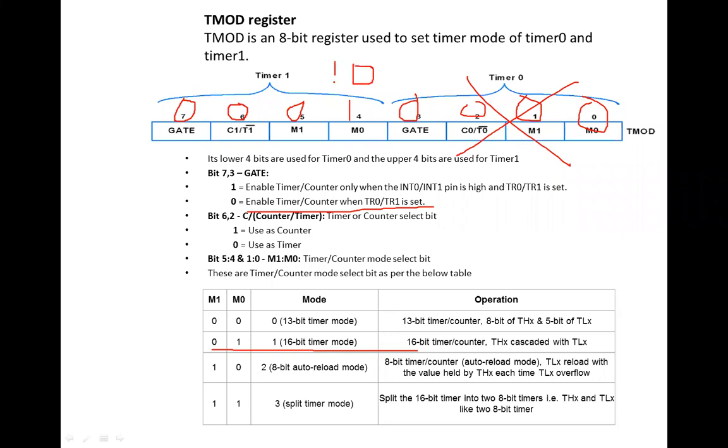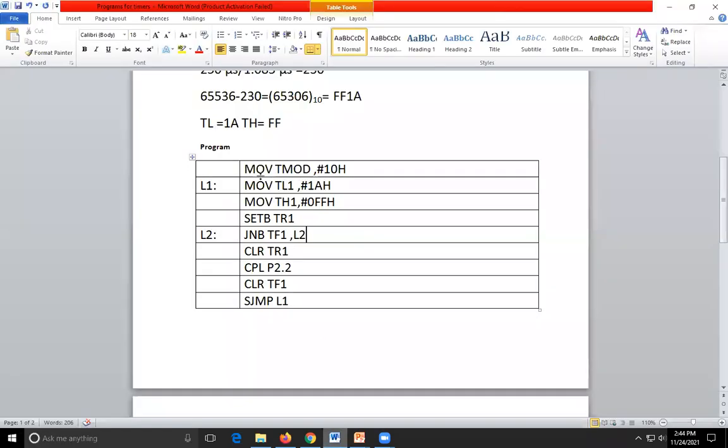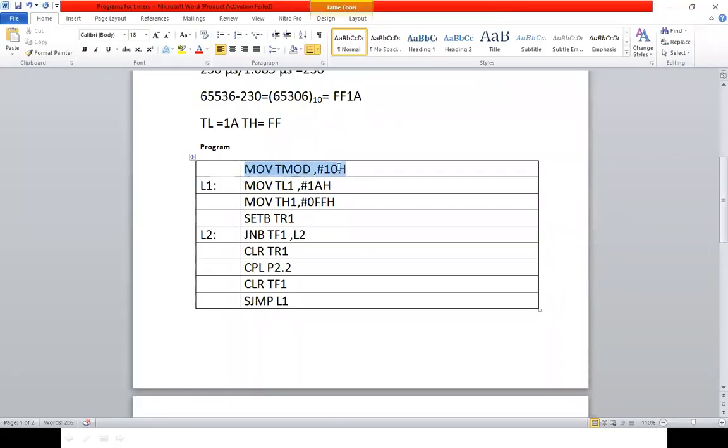TMOD value is 10. This is the first step. How is it calculated? We have to use timer 1, and which mode? 0 1 means mode 1, so we use the whole 16-bit.